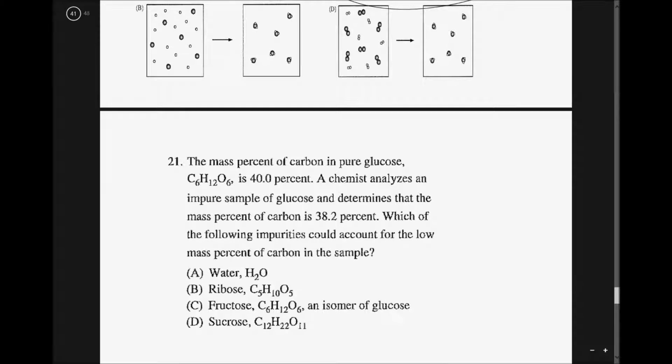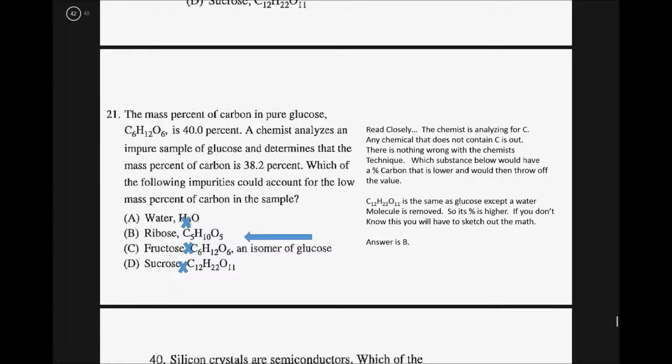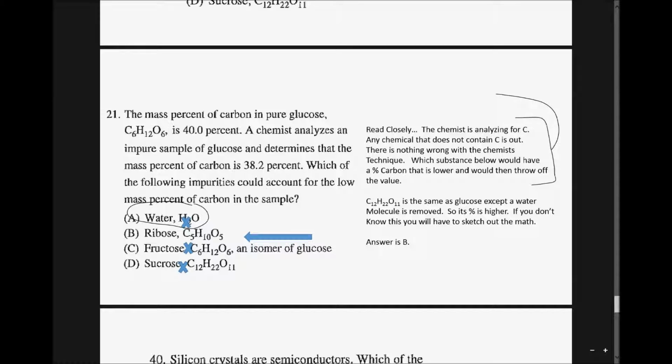Check that out. The mass percent carbon in pure glucose. I think this is an easy question, but it's more difficult if you don't see it right away. They're looking at a substance that could be mixed in which would have carbon, just not as much percent-wise. So adding water, even though it seems like that will increase my overall mass and then decrease my percent carbon, is kind of confusing because there's nothing wrong with the chemist's technique. He's testing carbon, no problem.